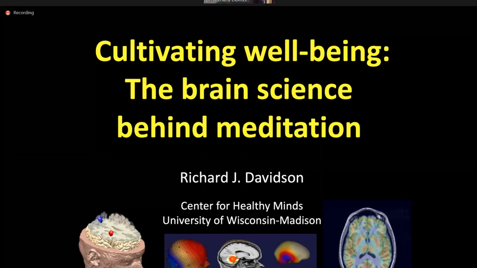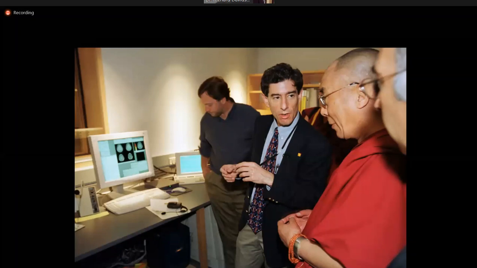I want to just give a little bit of appreciation to those who have been especially influential in the development of this work. This is a picture of His Holiness the Dalai Lama when he visited our lab in 2001. This was one of many, many visits he's made to Madison. He's actually been to Madison, Wisconsin 16 times since he's been in exile.